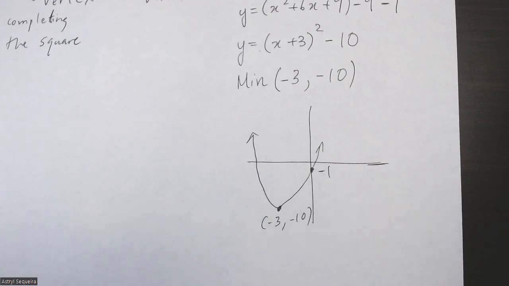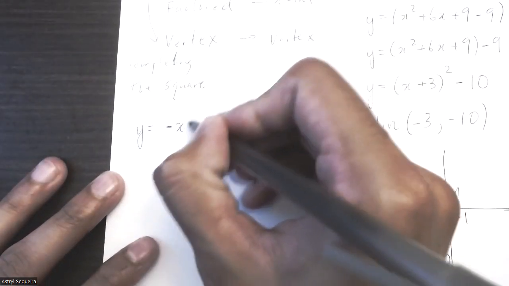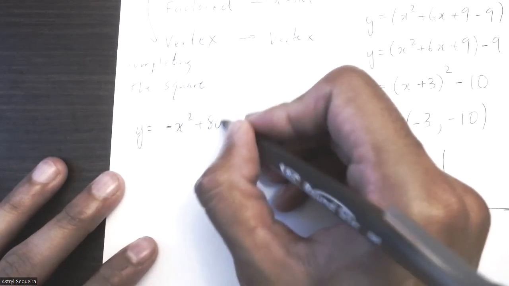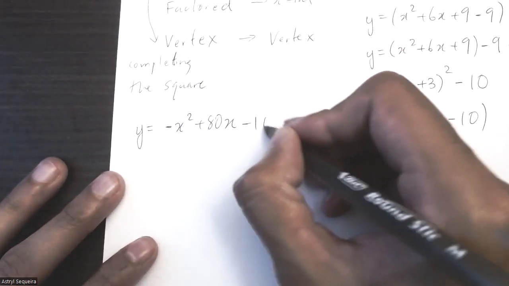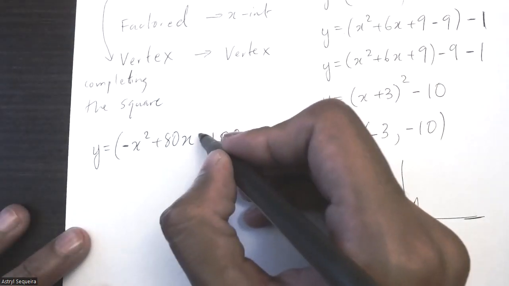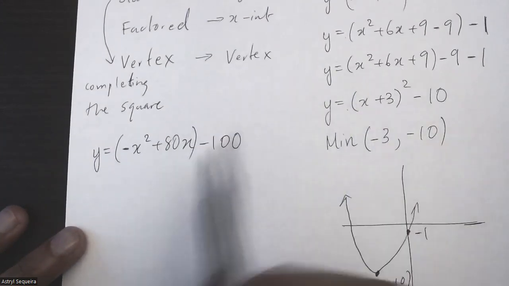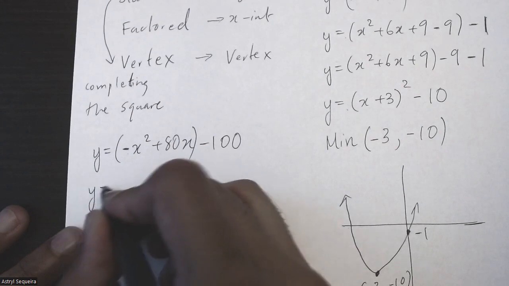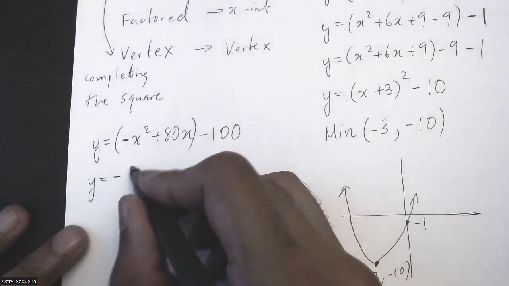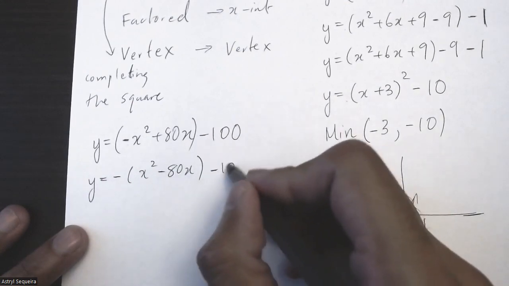Okay, so we can have slightly harder questions. For example, we can have y equals negative x squared plus 80x minus 100. So same idea here. I want to bracket my first two terms. I want to factor out the number over here, which was not possible because it was just a 1 in the last question. So now my second step is to actually factor out the negative. I'm left with x squared minus 80x minus 100.